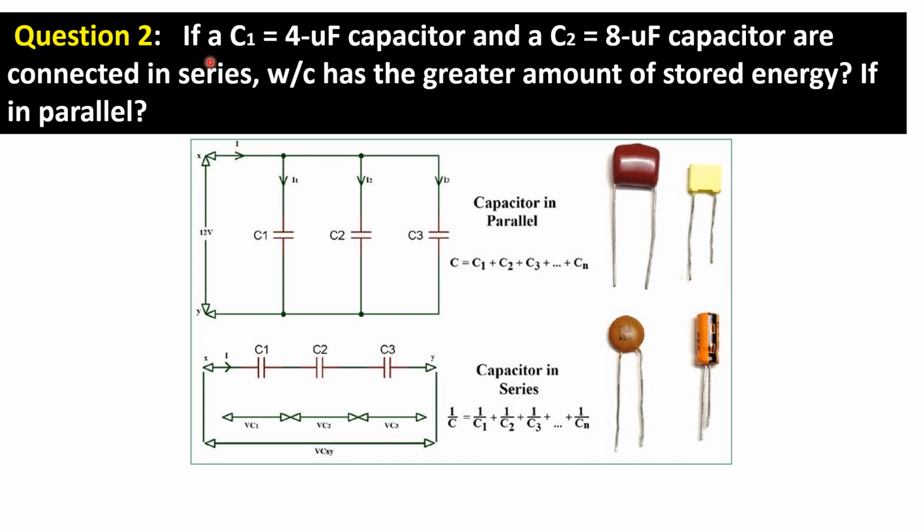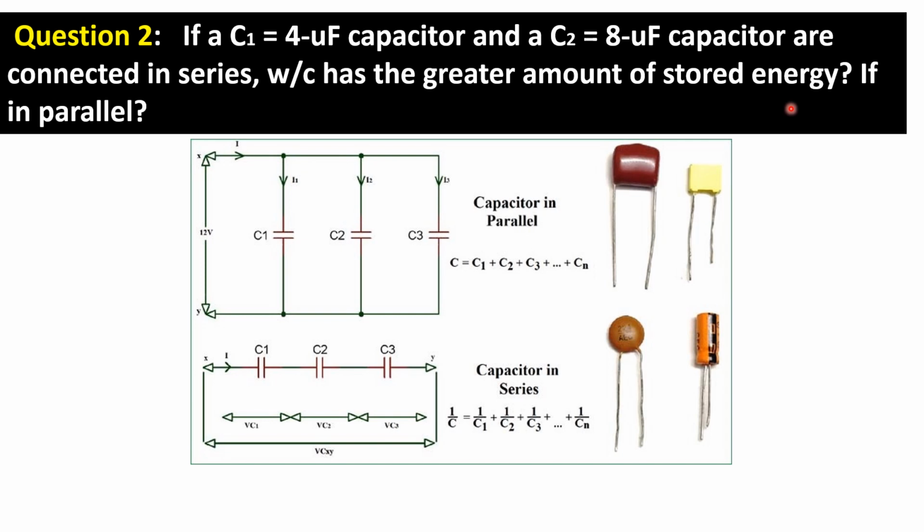Question number 2. If capacitor 1, which is equal to 4 microfarad, and capacitor 2, which is equal to 8 microfarad, are connected in series, which has the greater amount of stored energy? That's the first question. And the second is, what if they are in parallel, which will have the greater amount of stored energy?